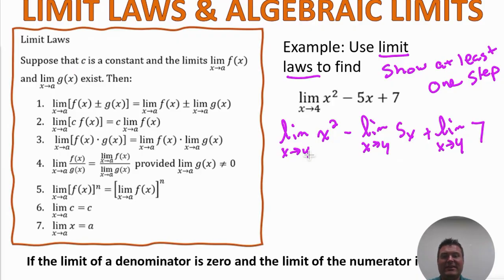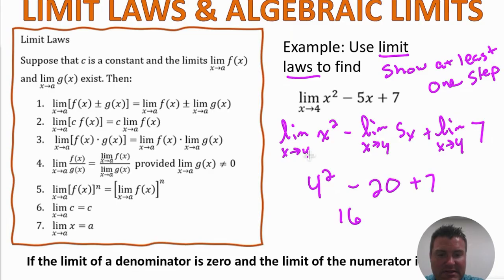Now I can do a direct plug-in, and I get 4 squared minus 20, because it's 5 times 4, plus 7. So I'm going to get 16 minus 20 plus 7, which is a positive 3 as our answer right there.